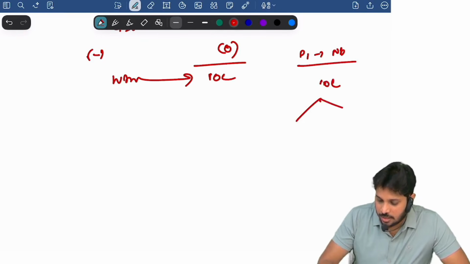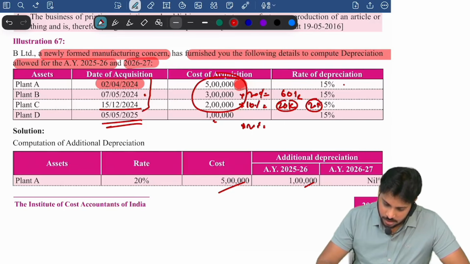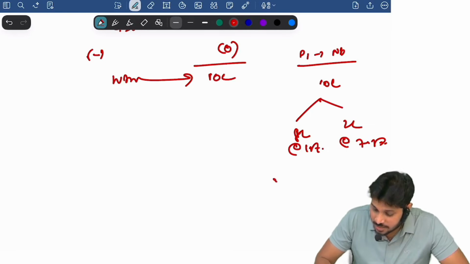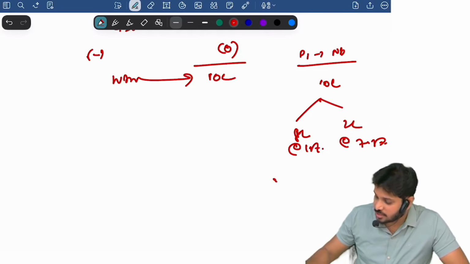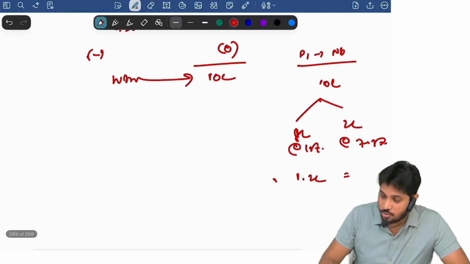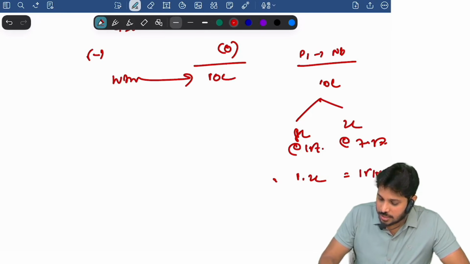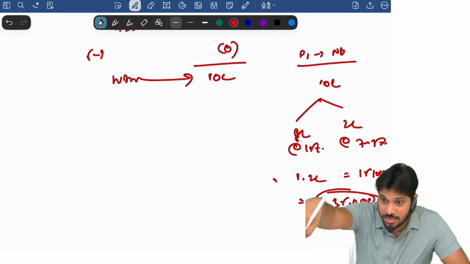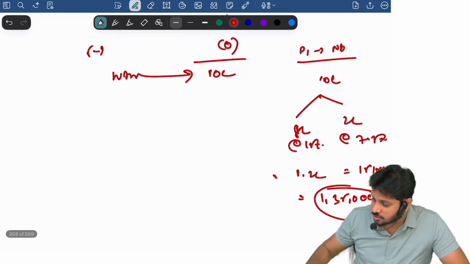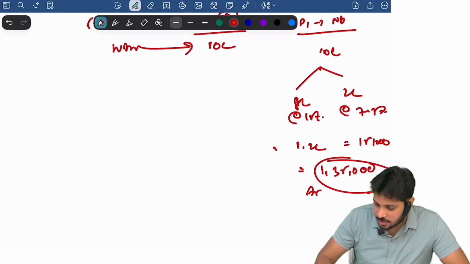So 10 lakh: 2 lakhs, used less than or equal to 180 days, is depreciable at 7.5%. Balance 8 lakhs is depreciable at 15%. Am I right? 8 lakhs into 15% is 1.2 lakh. Whereas 2 lakhs into 7.5% is 15,000. Correct? So normal depreciation is 1,35,000. Additional depreciation we already computed, 1,80,000 in that year. So total depreciation is 1,35,000 plus additional depreciation 1,80,000.